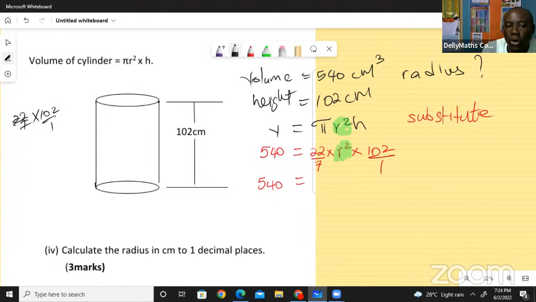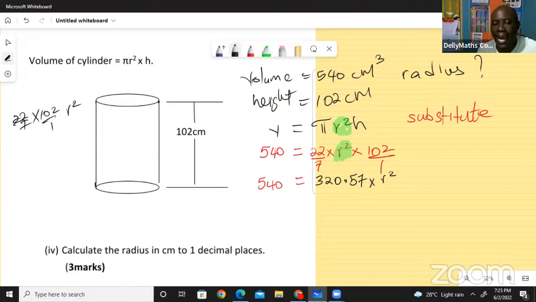I want you to work out that, and that is going to go beside r squared. So we're not rushing it. Let us do that together. 22 divided by 7, yeah? Then multiply that by 102. All right, and I'm going to write it. I get 320.57, stopping at 2dp, multiplied by r squared.